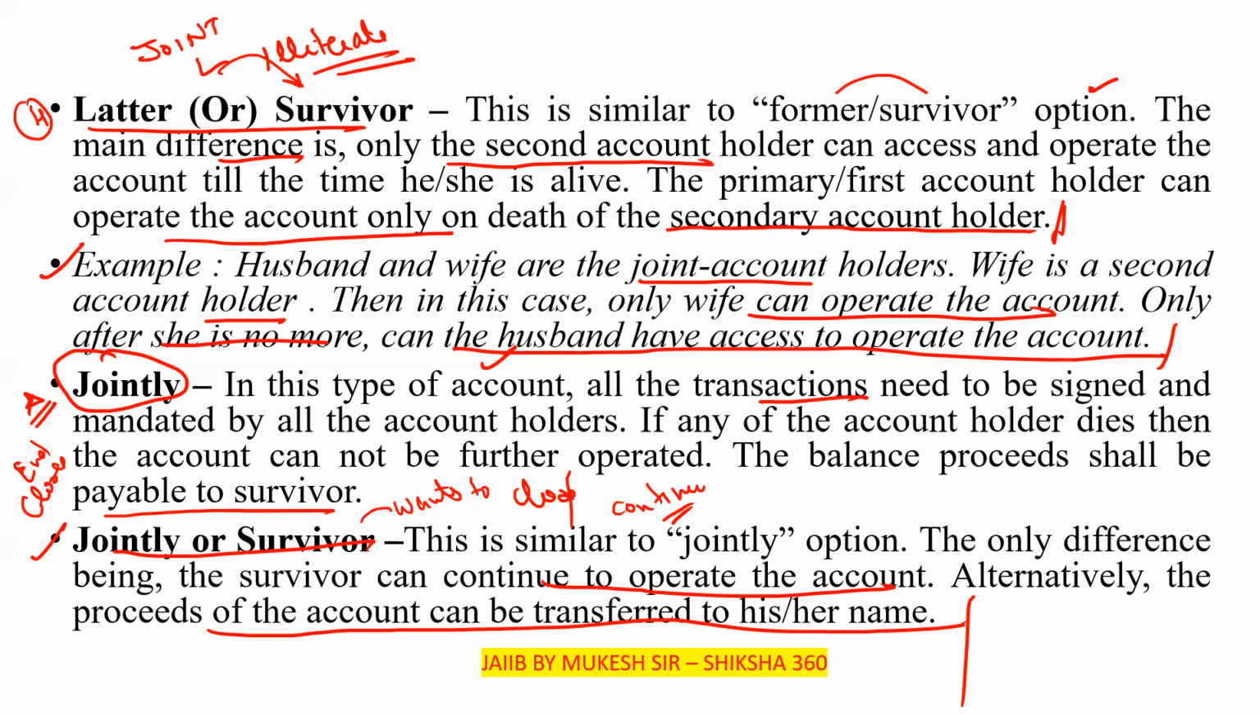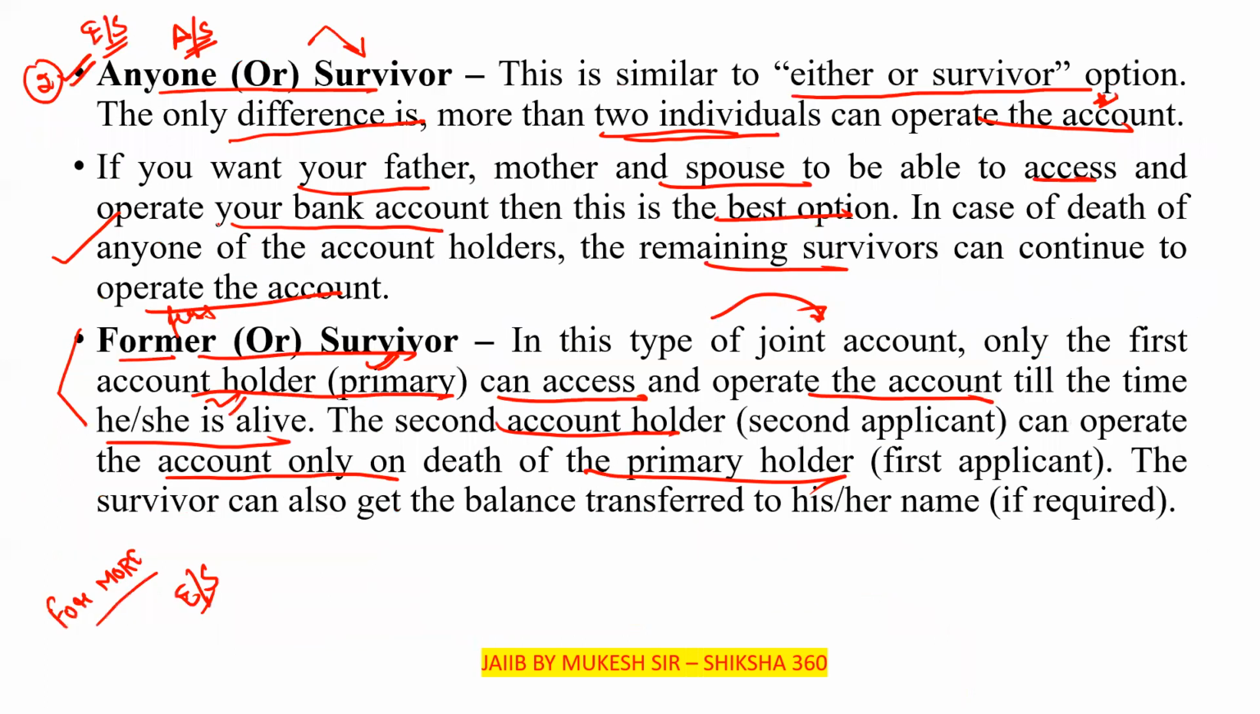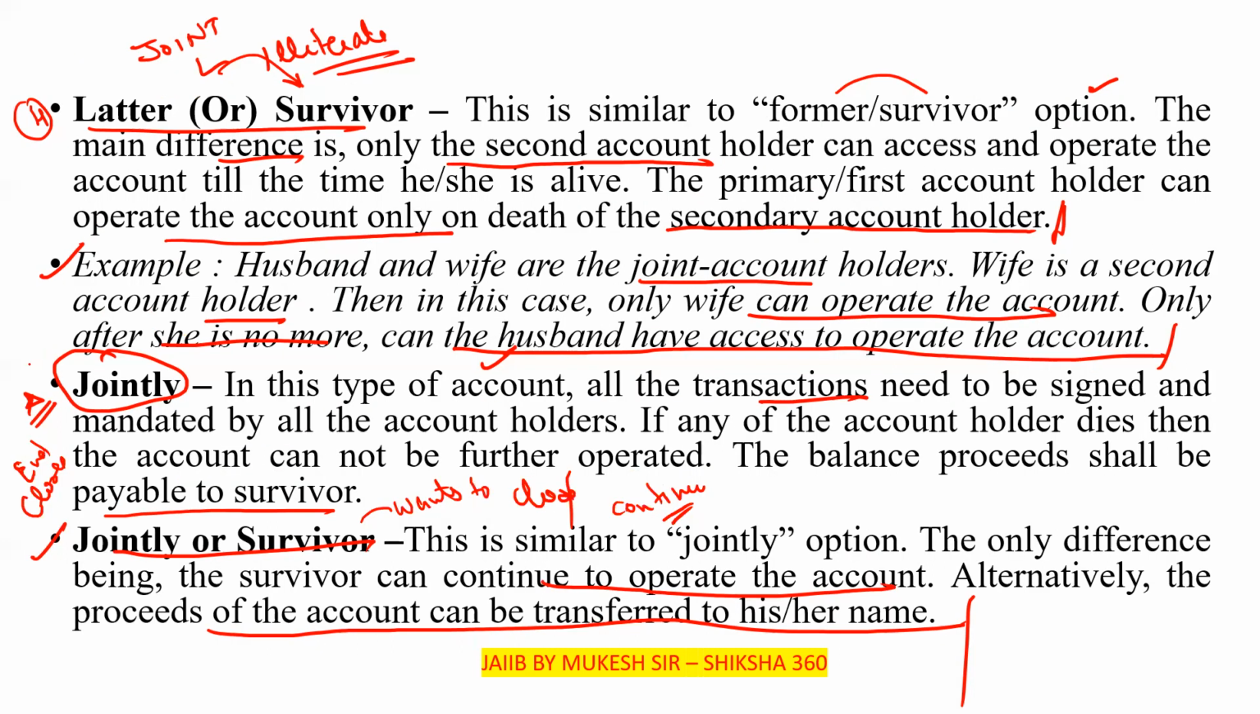Most of the time you will find either or survivor in the options in banking, or anyone or survivor, or jointly. These are the three main options currently used in the banking sector. Among that, the most common is either or survivor, the most common option which we have to use.